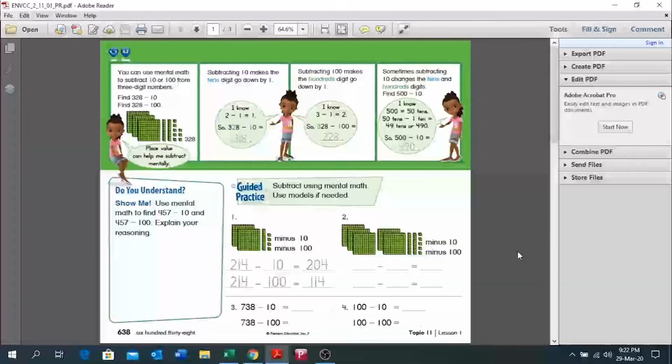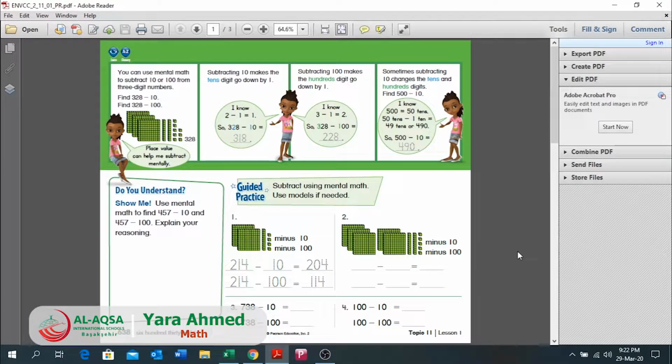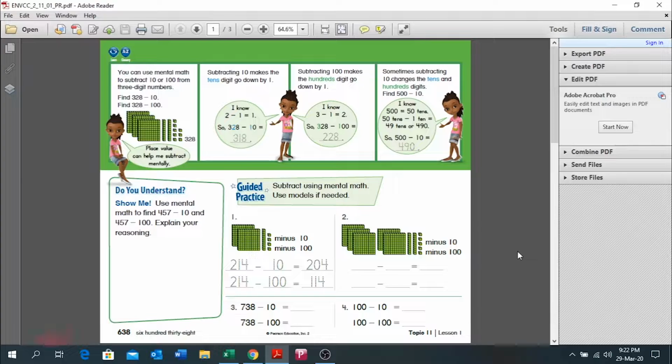Hello again. Take out your math book, pencil, and an eraser, and open page 638. We're gonna learn how to subtract, but we're gonna do it one by one. So we're gonna start with the tens and the hundreds. It's gonna be so easy for you guys.